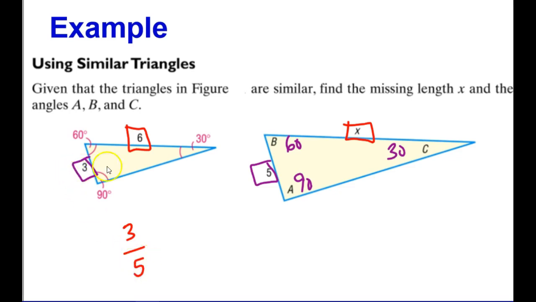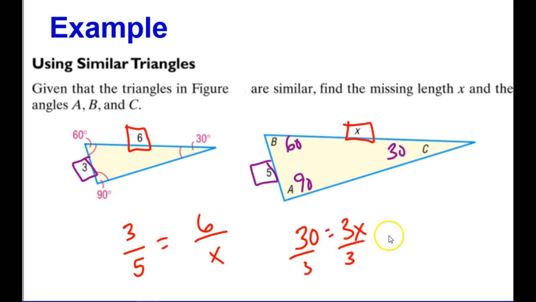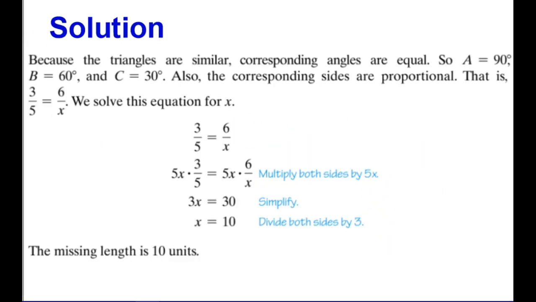Little leg over little leg equals big piece over big piece. From here, I can cross multiply since I have two ratios that are equal. So I end up with 30 equals 3x. To get x by itself, I divide by 3. So x equals 10. So 10 would be this missing piece right here. And that's just shown exactly what we were just doing.